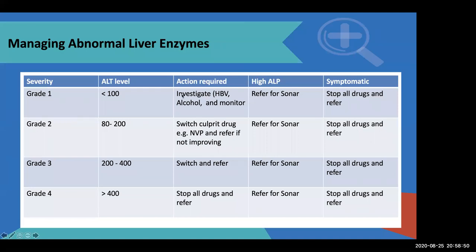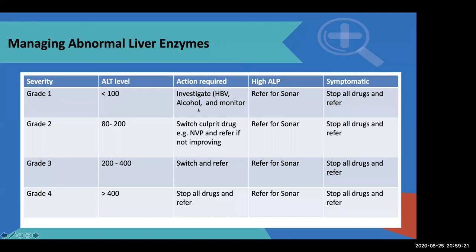And remember, the investigations to be done are to check if the patient has hepatitis B, is abusing alcohol, or is abusing traditional medicines, and you can do your liver function test at that point in time. So that is very key. We had a patient here whose ALT seemed mild, but the patient was symptomatic. And sometimes you've got patients with high ALTs, but they don't have symptoms. So just remember that part.